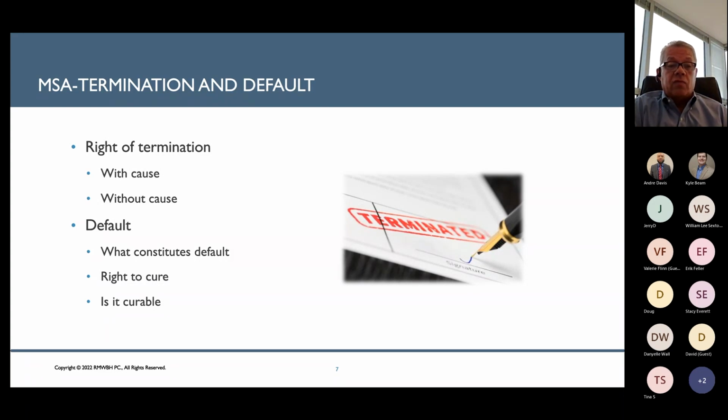You always need to look at a contract if you've got a termination provision that's with cause to see what constitutes default. Does the vendor have a right to cure it? Is it something that can be cured? There's sometimes where it's just something that's not going to be able to be fixed. And if you find yourself stuck in one of these contracts where there's this procedure for curing, it's going to be a real headache to get out of that contract.